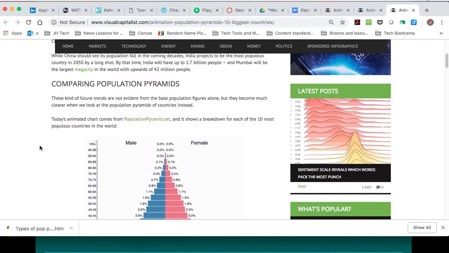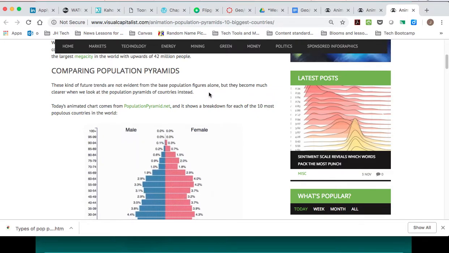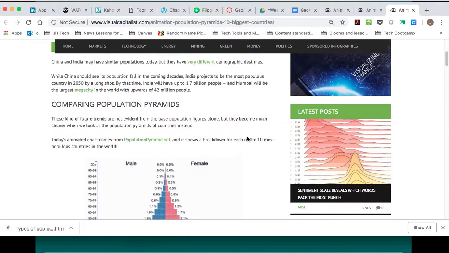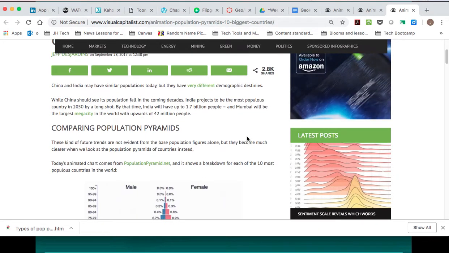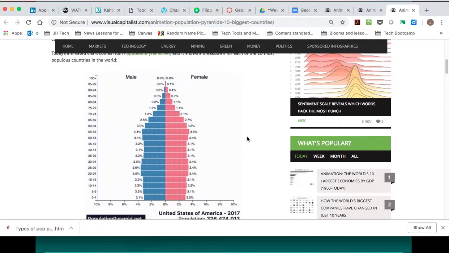So here are some comparisons. It says these future trends are not evident from the base population figures alone. They become much clearer when we look at a population pyramid. So again, a population pyramid is going to help us predict the future of a country. So here's some animations, the 10 most populous countries.